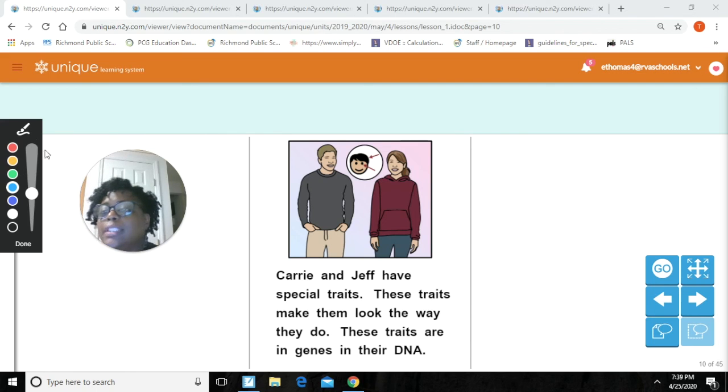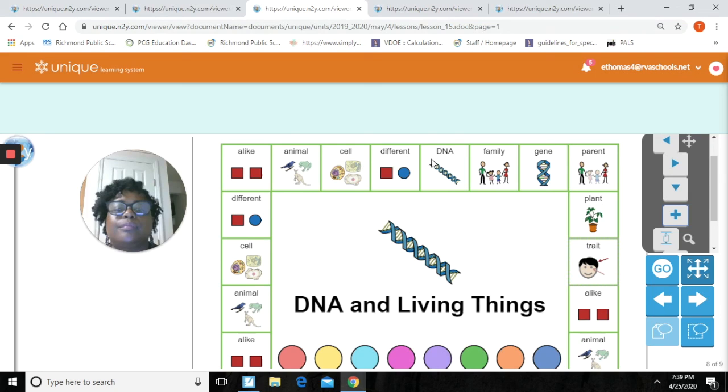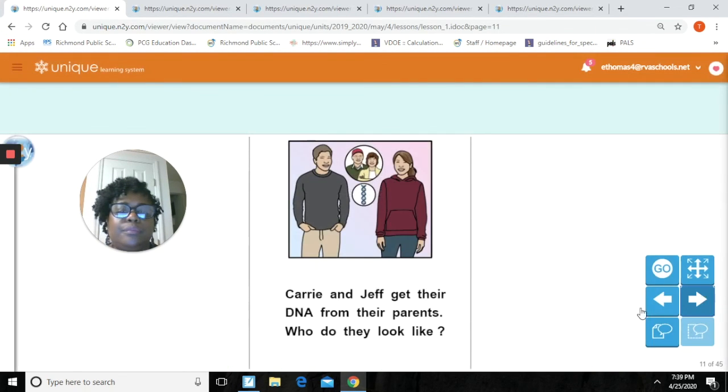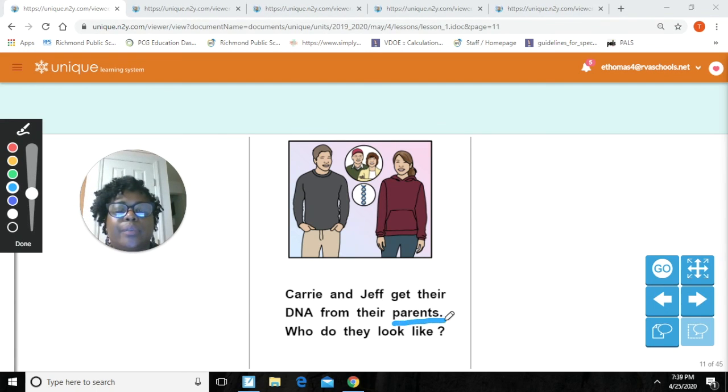Okay, let's find our next word. Parent. Let's look for it in our story. There it is. It has the S on it, but parents, there we go.